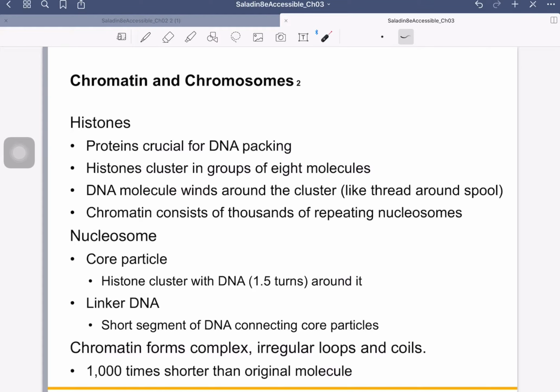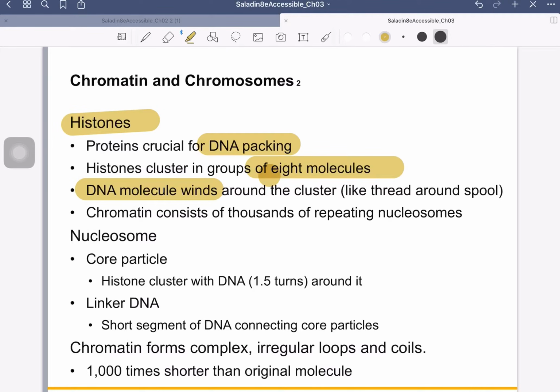Now, let's talk a bit more about the histones. The histone proteins are absolutely critical for DNA packaging, and they come in clusters. It kind of looks like it's just one, but the histones cluster in groups of 8 molecules together, and the DNA winds around it. If you want an analogy, it's like thread around a spool. And the chromatin consists of thousands of these repeating nucleosomes. Now, what's a nucleosome? This is a new term we just introduced.